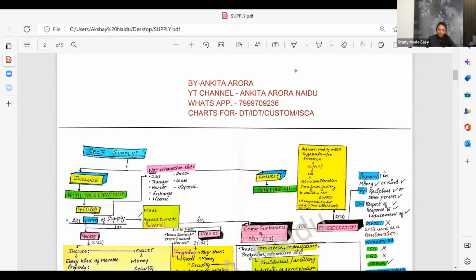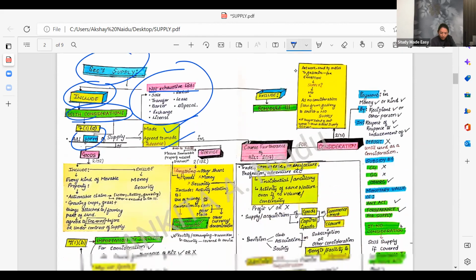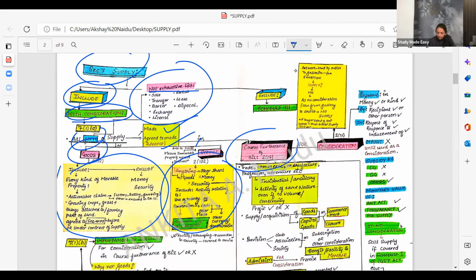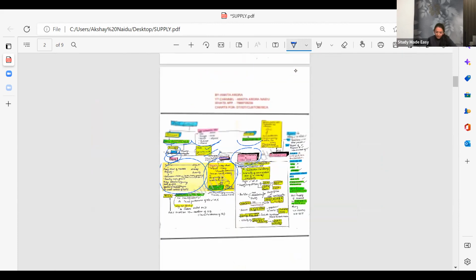These are the mind maps. Already I have created, see, we have done the definition of supply. Supply includes, with consideration, all forms of supply. It's not an exhaustive list. Whether made, agreed to be made, what is included in goods, what is there in service, what would be there in course or furtherance of business, what is there in Schedule 3, everything written in this chart, everything.